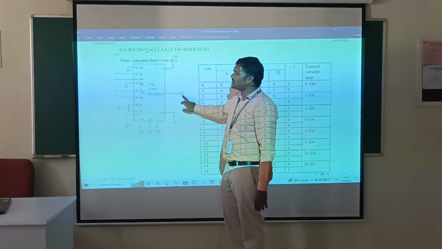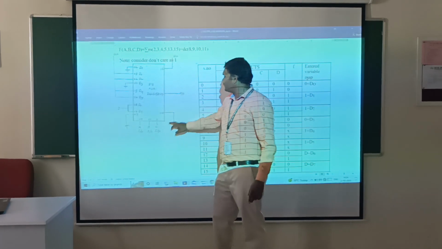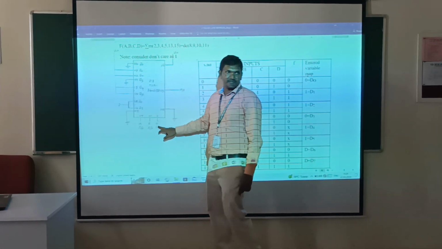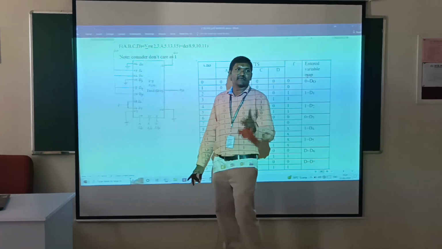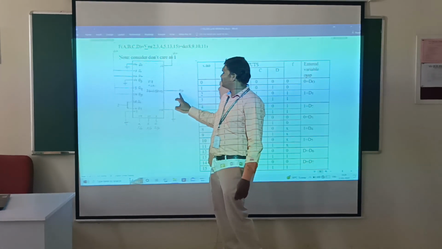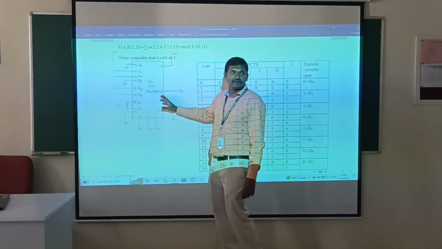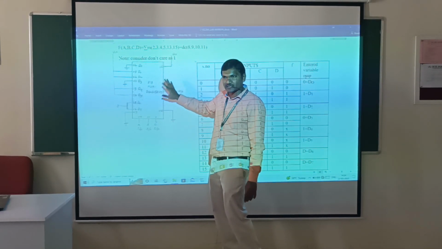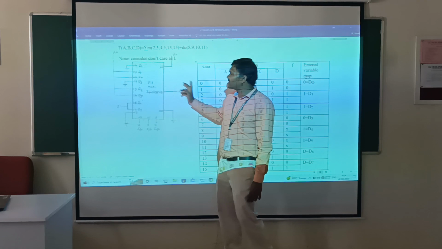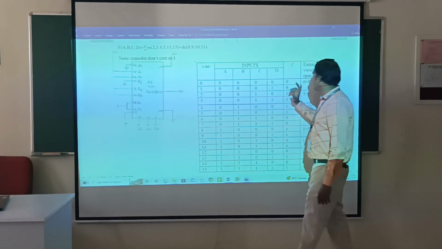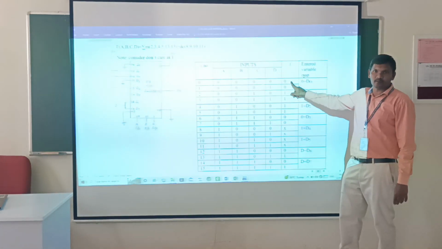As you can see, at any point of time we have 3 selection lines A, B and C. Based upon the selection lines, we can select one input that will come out. The circuit connection is shown over here. You have to follow the same circuit connection, and then for various combinations of the input, ensure that this is the corresponding output you will get.